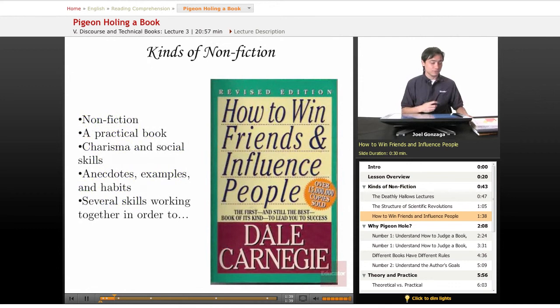And here's a third example. This is also nonfiction and it's entitled How to Win Friends and Influence People. This one is a practical book. And what's it all about? It's about your charisma and your social skills. This book is full of anecdotes, it has examples, and it encourages habits. And it has several skills working together in order to win friends and influence people.